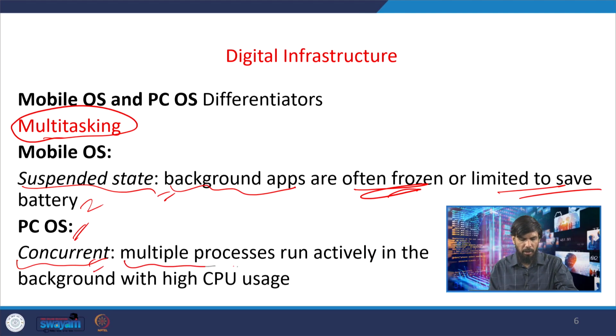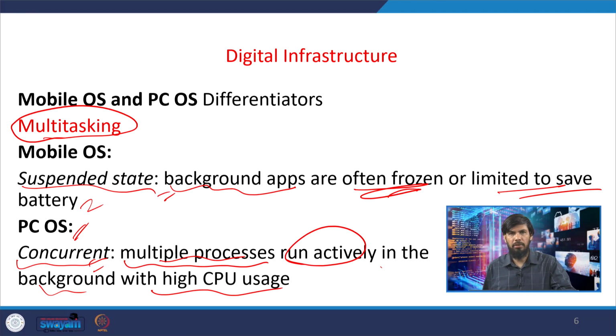At the same time multiple processes can run, and in earlier sessions we have spoken about this, right. So, multiple processes run actively in the background with high CPU usage. The whole PC operating system is designed for that kind of fairness and giving CPU time to all the tasks, right. So concurrent execution of multiple processes is possible for PC OS. Therefore multitasking support is quite good in PC OS, but that is not the case with the mobile OS because of the issues that we talked about, for example power consumption, battery and other things.